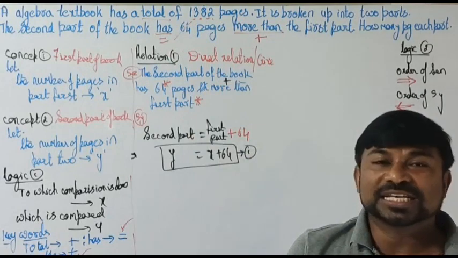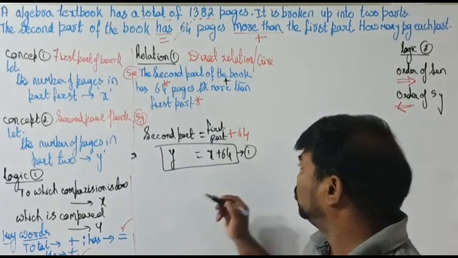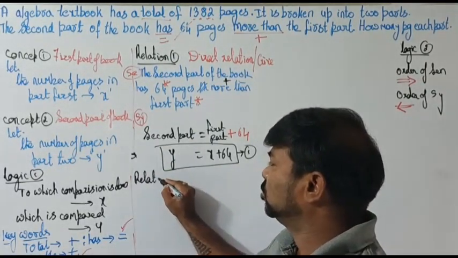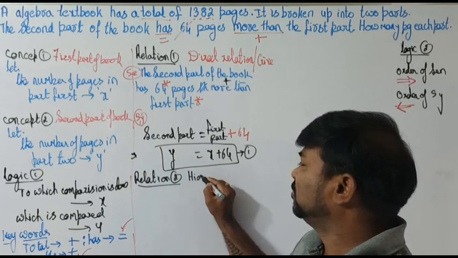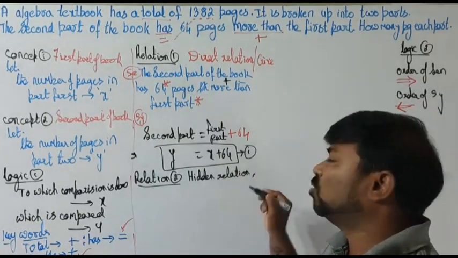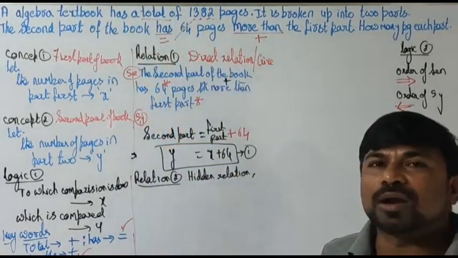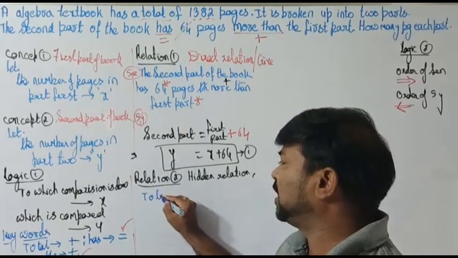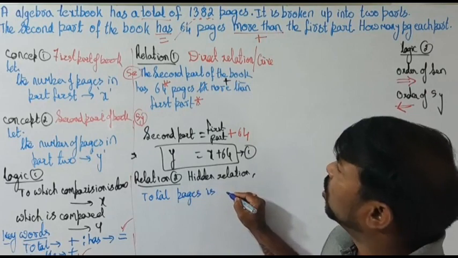But the only thing is, it is not straight away given to you. It's hidden for you. I like to call it a hidden relation. This is the hidden relation which you have to catch from the question. What is that one? Total number of pages are 1382. That is the relation. Total pages is 1382.